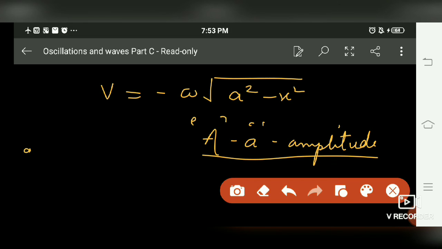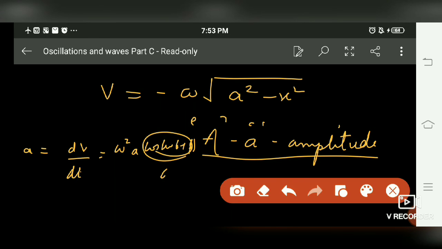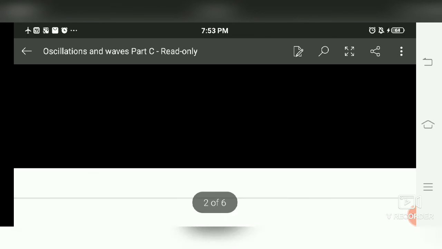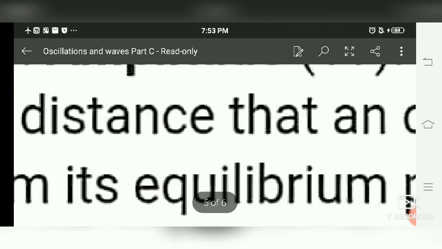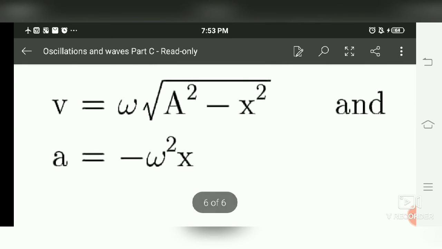If we find out the acceleration, we take the derivative of velocity. It will become minus omega square a cos(omega t plus phi). This is a times x by a into omega square. This a will get cancelled. We get omega square x here. Acceleration is equal to omega square x only, with the minus sign. So this is the formula of the velocity and the acceleration for simple harmonic motion.